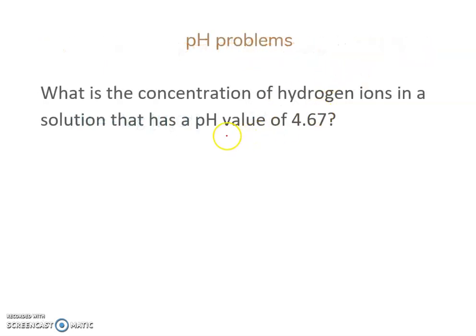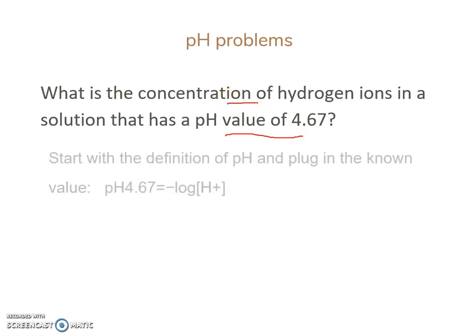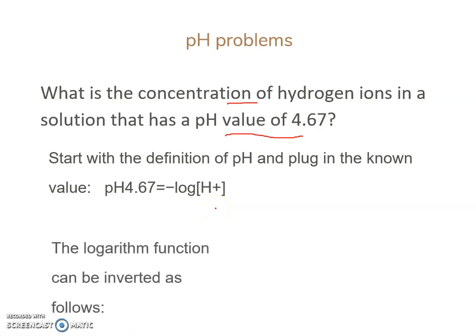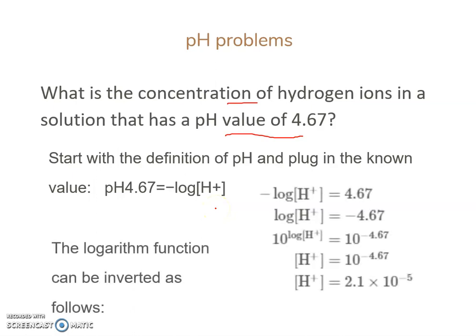All right, you can do the opposite though. What if you're given a pH value and you want to find out the concentration? All right, so now you have to do a little fancy math because you have to figure out how to get the log of what this would be. So basically you invert it by taking 10 to the x of each side, and then you have to hit that 10 to the x key on your calculator. And in this case, you get 2.1 times 10 to the minus 5.